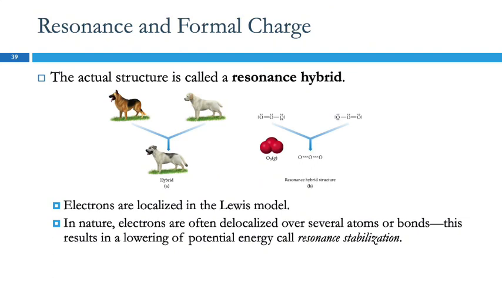So it's important to understand that a resonance structure does not mean it's flipping back and forth, which is what the word resonance kind of suggests, right? It's resonating back and forth. They're just switching who has the double bond. No, it's more like a hybrid, right?